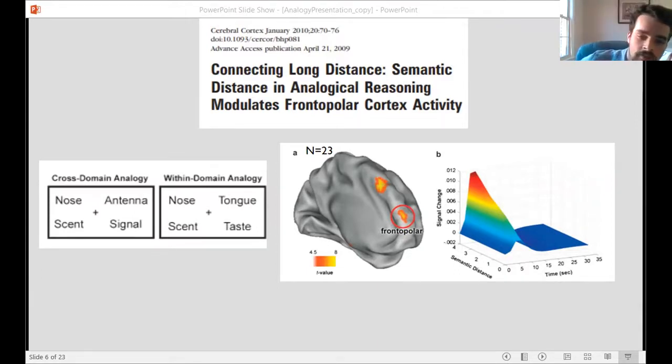So this is one of the first brain-based characterizations of semantic distance in analogical reasoning, identifying frontopolar cortex as a key mechanism. So really looking at the way that activity in this region, not just that there is activity, but the increase in activity, mediates this semantic distance. We propose that this region is really important for bridging these abstract connections between semantically distant responses.